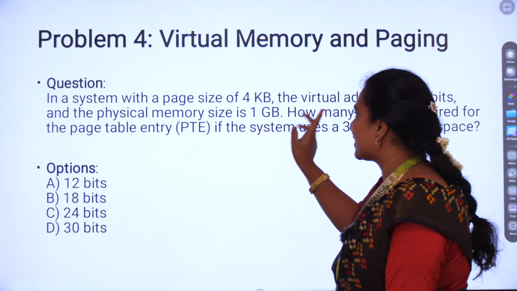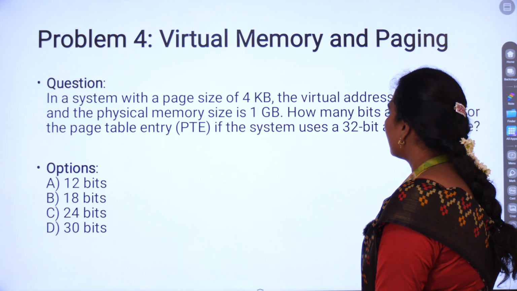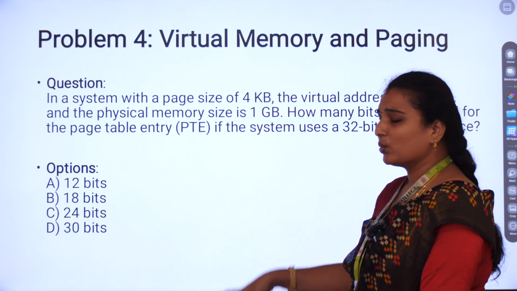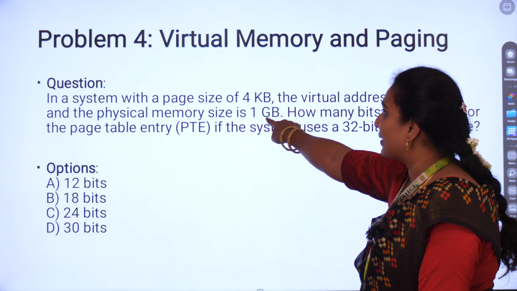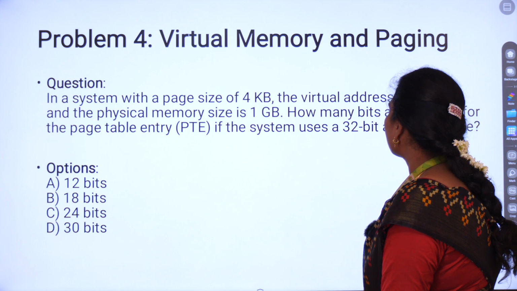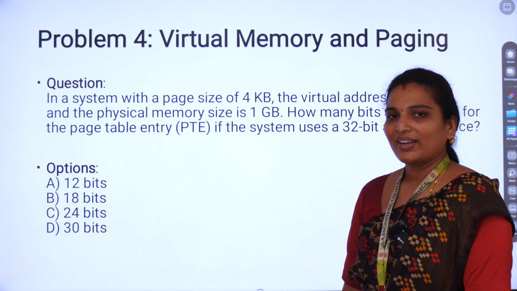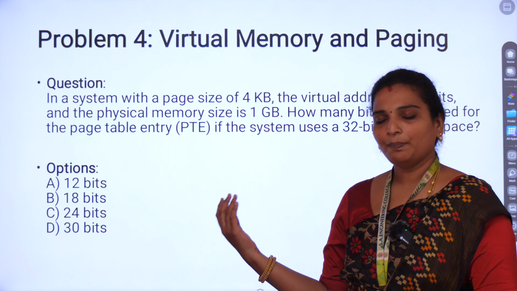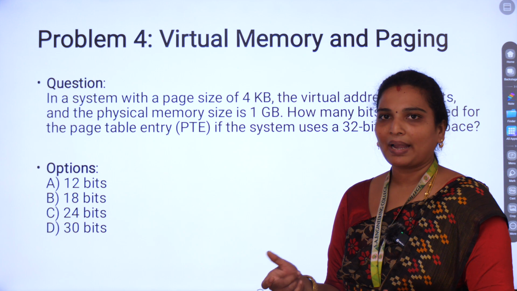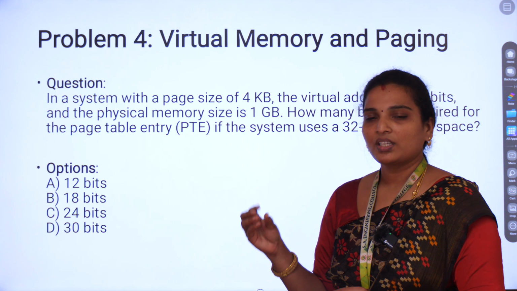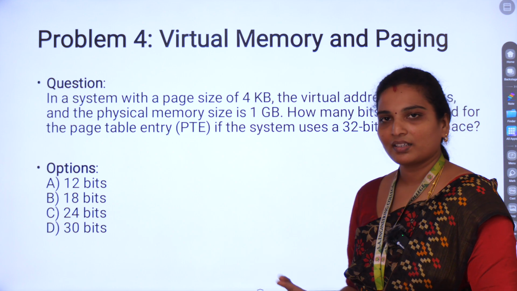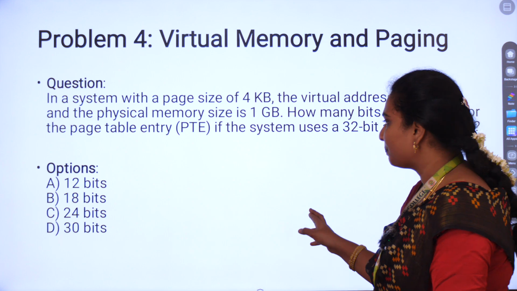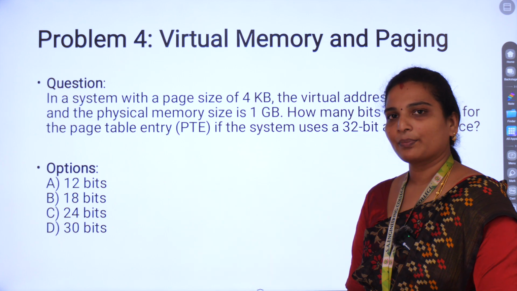In a system with a page size of 4 KB, the virtual address is 32 bits and the physical memory size is 1 GB. The component we have to look into is the size of the physical memory, that is 1 GB, and how many bits are required for the page table entry. The page table is used here because there is a physical address and a virtual address, and both have to be matched in order to find the original location of the data. The page table entry is an important feature in virtual memory as well as paging. These are the options which have been listed.